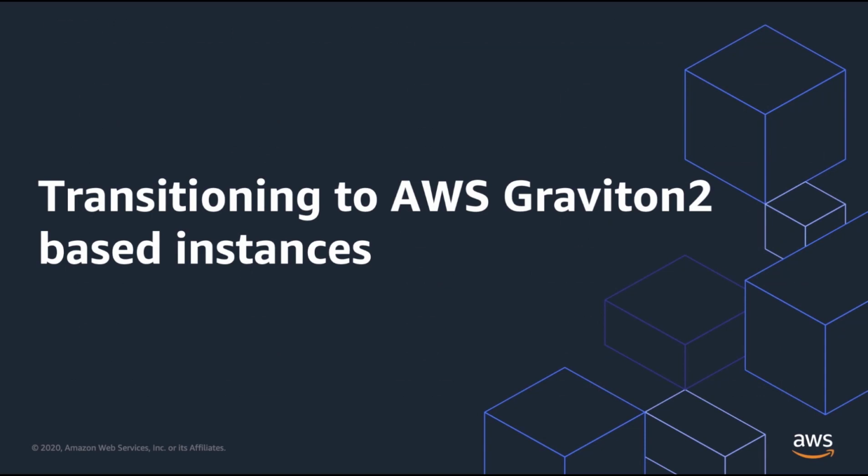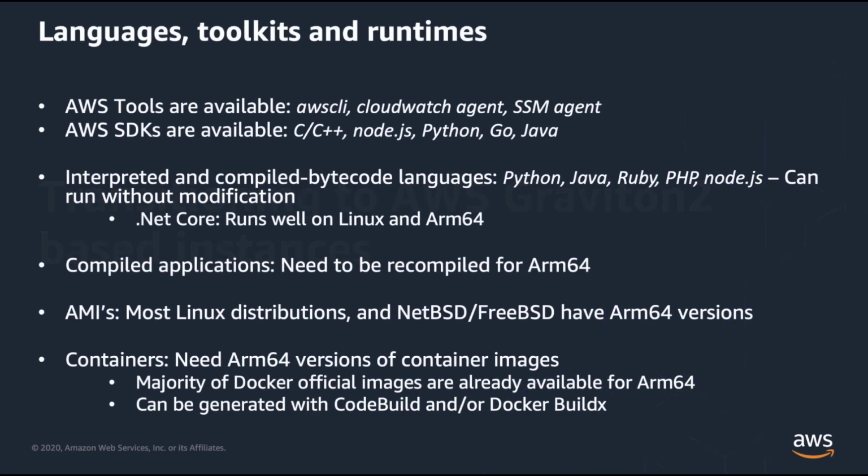Now let's have a look at what transitioning to AWS Graviton2 based instances means. From a language or toolkit standpoint, all the AWS tools are available, be it the CLI or the agent, and the SDKs are also available, the low-level language ones like C, C++, or the higher-level language ones like Python or Node.js.